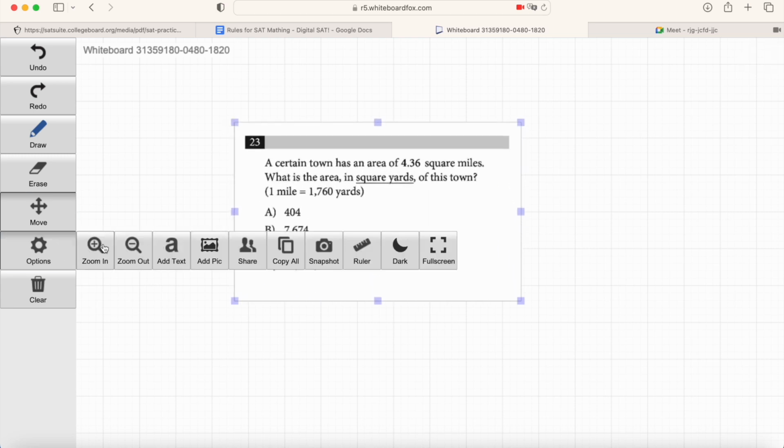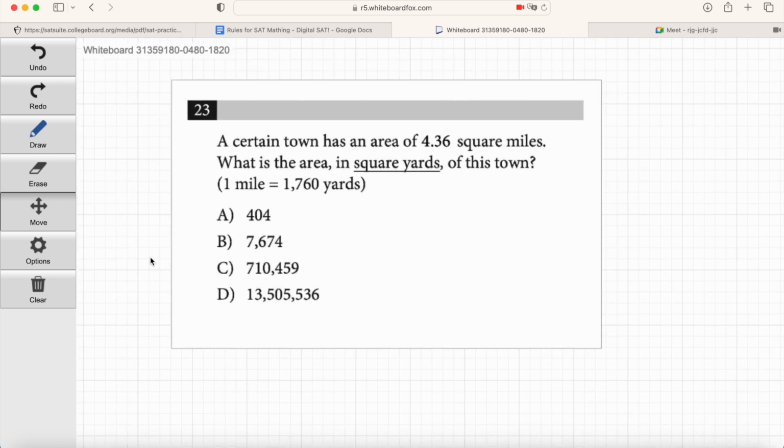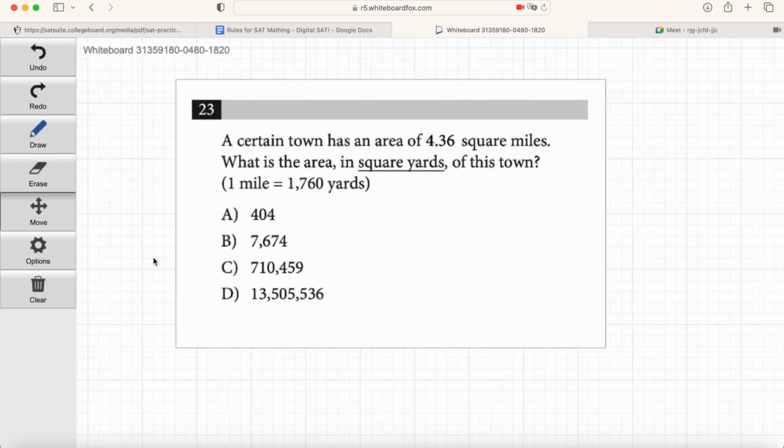All right. I'm going to read question number 23 for us, please, Tanner. A certain town has an area of 4.36 square miles. What is the area in square yards of this town? One mile equals 1,760 yards. What are we solving for here, Tanner? The area of the town in square yards using the square miles we were given. Yeah, we're solving for the area in square yards of the town.